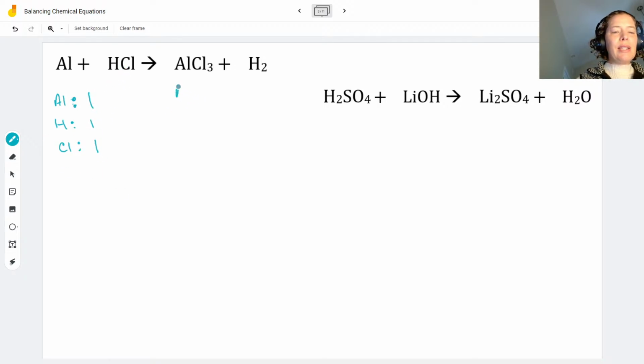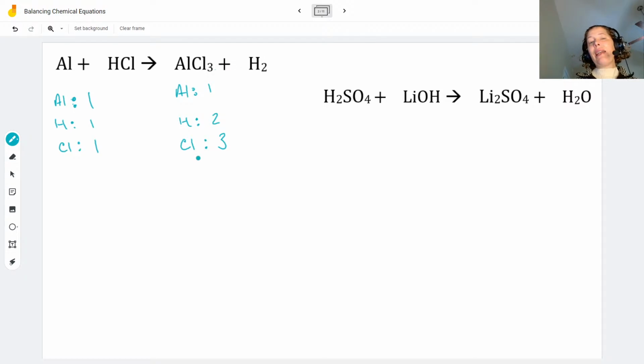Okay, so for my product side, I also have aluminum. Just to keep this consistent across, I'm going to go ahead and write hydrogen here. But you can write it however you want, however it makes the most sense to you. It's easier for me to compare across if I keep them in the same order. So for my product side, I have 1 aluminum, I have 2 hydrogen, and I have 3 chlorine.